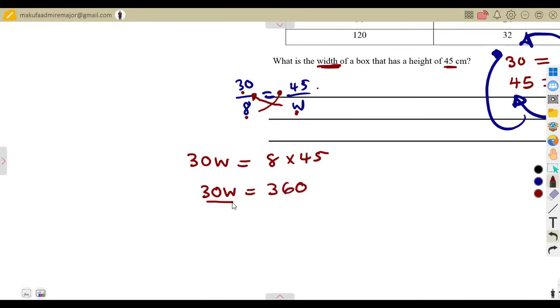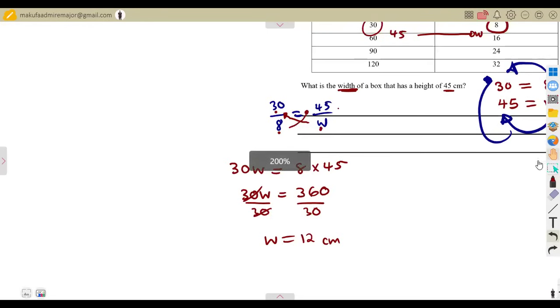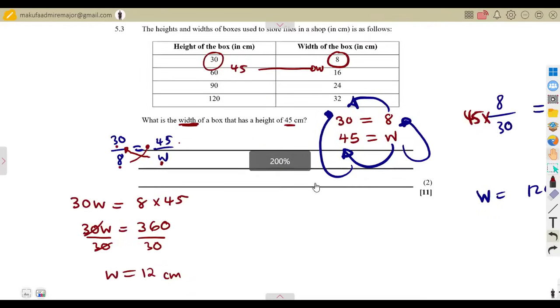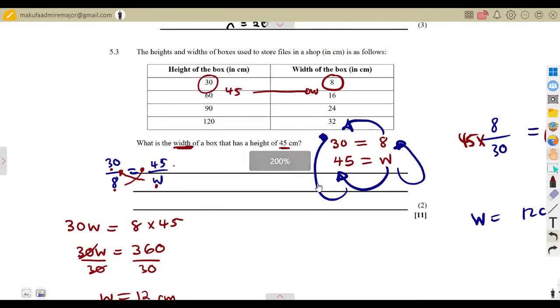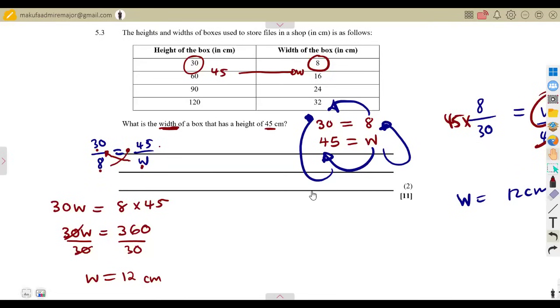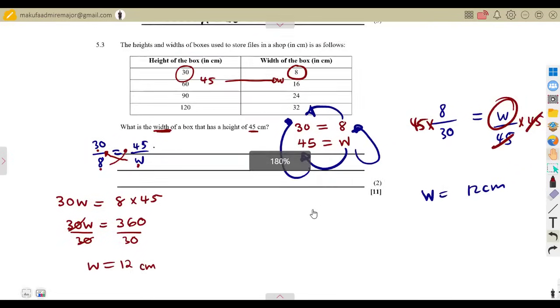So 360, if you divide this by 30, that means our W is going to be what? If we divide this by 30, we obtain 12. So W is the width in centimeters, so the width there is 12 centimeters. That's it. So guys, it's up to you.